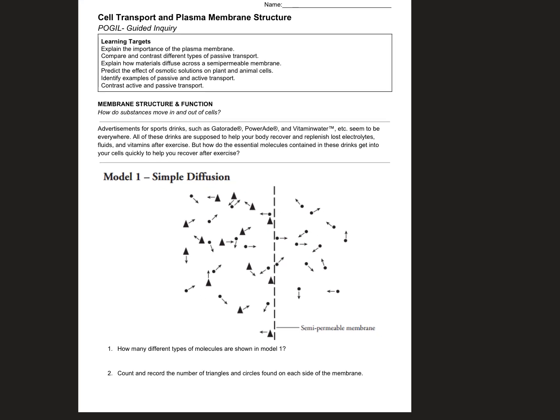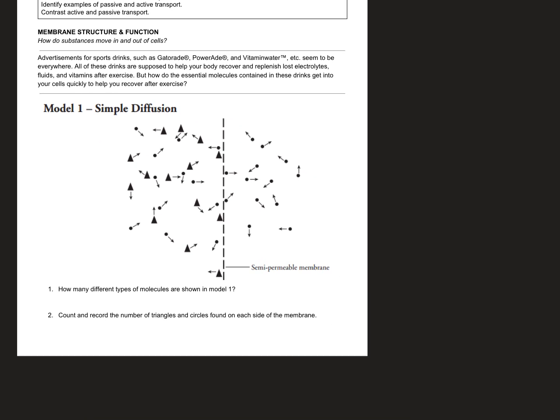All right, at this point, we're going to look at this. This is called simple diffusion. We talked about it and drew it in class on Monday. You have these molecules bouncing around, and the question is, how many different types of molecules are shown in Model 1? I think it's obvious that the answer is 2. Next: count and record the number of triangles and circles found on each side of the membrane, right versus left.